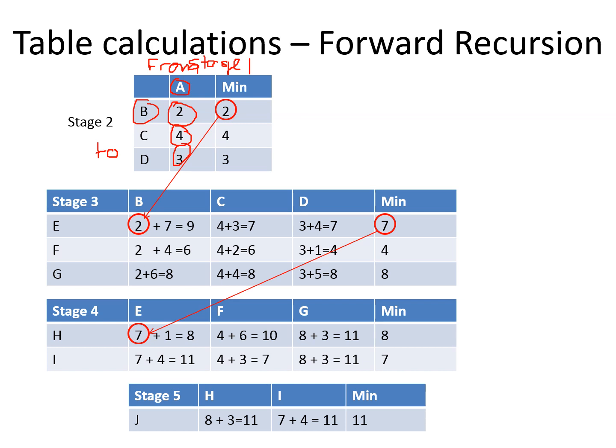And then looking now across the row, after I filled the column, look across the row, and there is no other option but A. This is the only state in stage 1. So then I just take the minimums. In this case, the minimum of 2 is 2, the minimum of 4 is 4, the minimum of 3 is 3. So this first table is kind of trivial because there was only one state in stage 1. Now that's the solution of the first subproblem, going from stage 1 to 2.